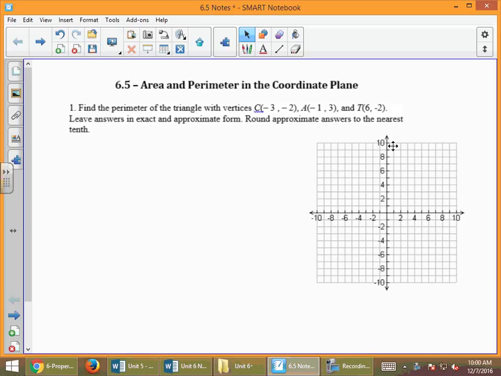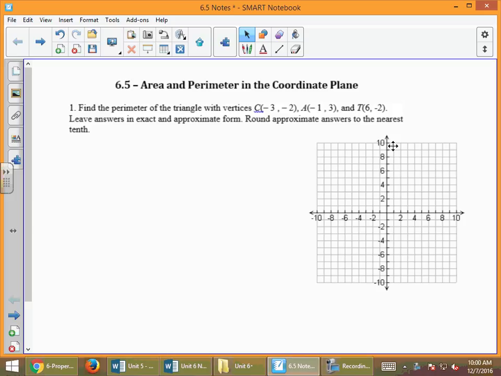Take a look at number 1. We want to find the perimeter of a triangle with vertices (-3, -2), (-1, 3), and (6, -2). We want to leave our answers in exact and approximate form. So that means exact answers is the exact distance. Approximate is like when you plug it in your calculator and round.